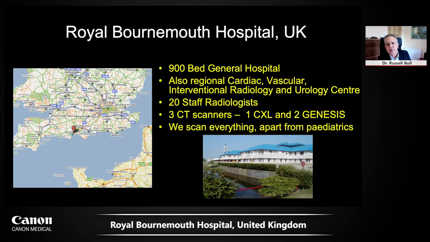So the Royal Bournemouth Hospital is a general hospital on the south coast of the UK. It's sadly not in the European Union anymore, but it's very close to the European Union. We're a general hospital, 900 beds, and we do pretty much everything apart from pediatrics. We have 3 CT scanners, 1 64 slice, and 2 wide area detectors. So we're a pretty representative hospital, we hope, for the UK.